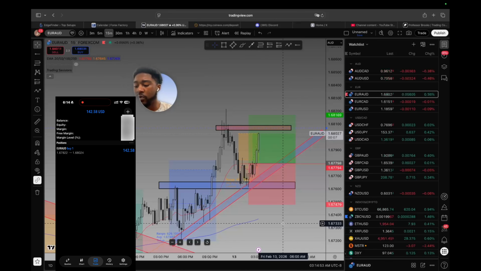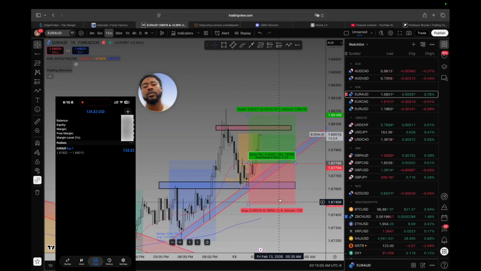Up $140 on the second position. So let's just see if we can milk it for a couple more pips and get out. If we break this candle, then we're good. If we break this candle, bam, double top, we're out.